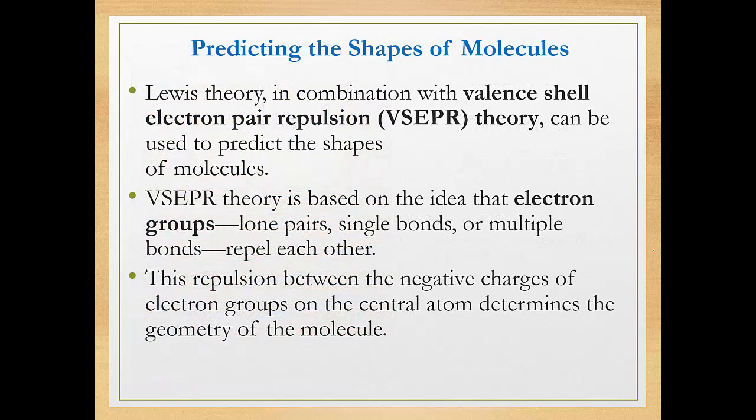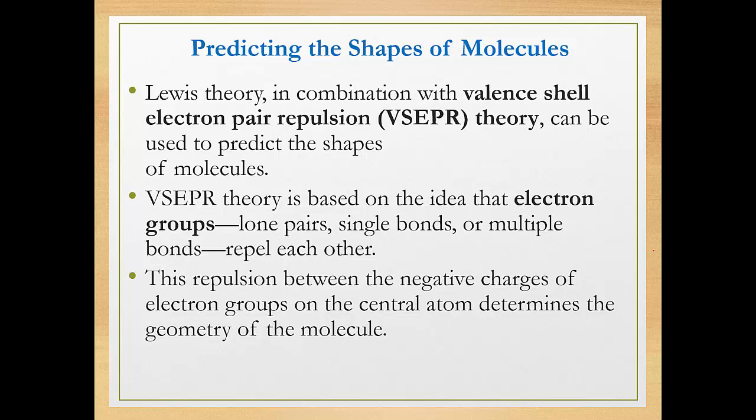Now, when we're looking at the prediction of the shape of a molecule, we're going to start with a Lewis structure, and then we're going to apply something known as the valence shell electron pair repulsion theory, also abbreviated as VSEPR or VESPR. You'll hear people call it VESPR, and I know it doesn't really match up to the letters, but if you hear somebody talking about VESPR theory, that's what they're talking about.